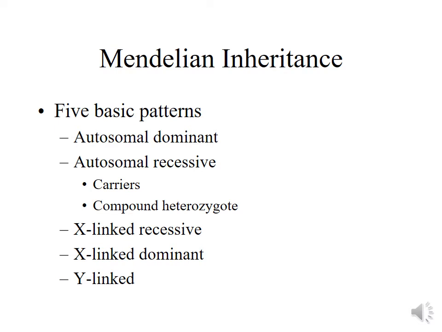As a result, there are 5 basic Mendelian inheritance patterns: autosomal dominant, autosomal recessive, where you could have a situation where someone is a carrier, and you can also have individuals who are compound heterozygotes, and this would indicate that they would have one variant on one homolog and another variant on their other homologous chromosome. We can also have characteristics of X-linked recessive and the X-linked dominant, as well as the Y-linked.